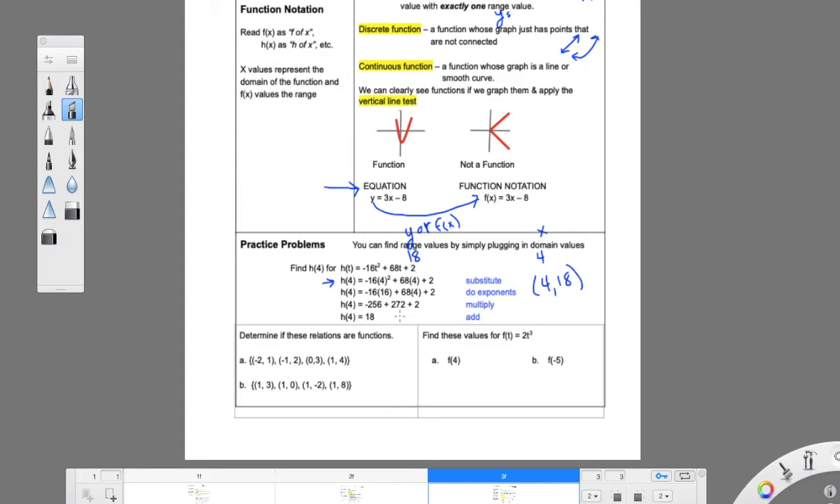All right, so let's go ahead and take a look at these examples down below here. We have determine if these relations are functions. So remember, they're telling us the relations. The numbers have some kind of relationship to them, but we want to know, are they actually a function? So we want to look at the x's here.